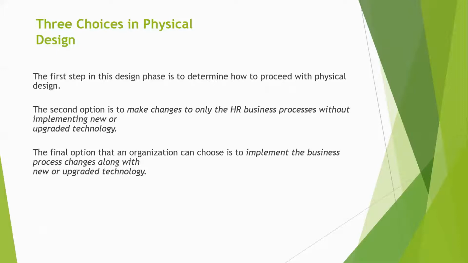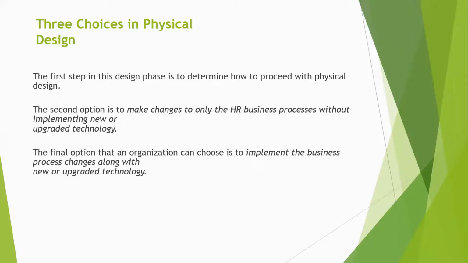So there are 3 choices in physical design. The first step in the design phase is to determine how to proceed with the physical design. The second option is to make changes to only the HR business process without implementing a new or upgraded technology.